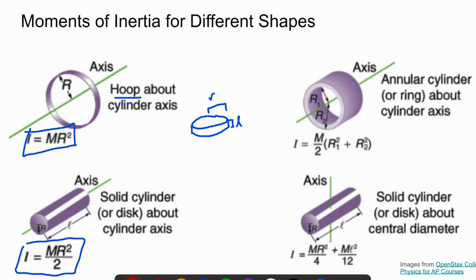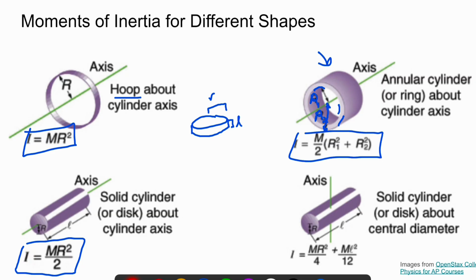However, we start filling that in. So if we go halfway between a hollow hoop and a solid cylinder, then we get something else like this, an annular cylinder, which has an inner wall and an outer wall. And it has a distance between the inner wall and that center of R1, and a distance between the center and that outer wall of R2. And so we can find its moment of inertia with this equation.